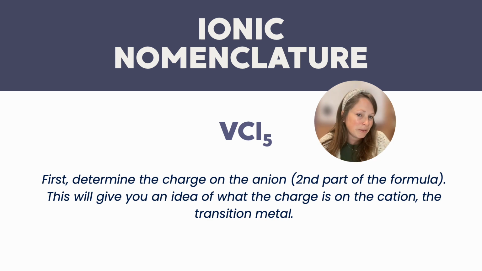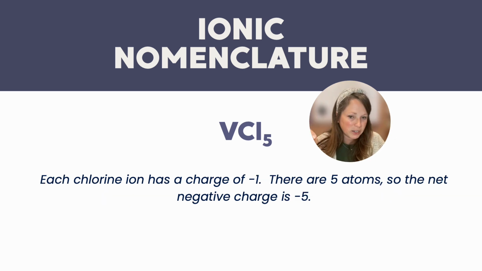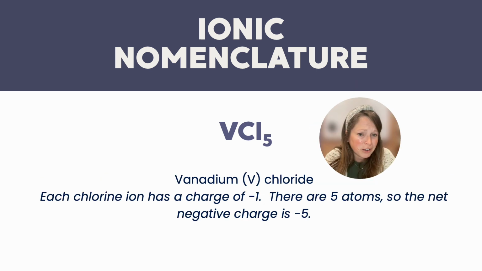We know each atom of chlorine has a charge of -1. We have 5 of these. 5 times -1 gives me a negative charge of -5. We have to have a neutral compound overall. So what does that mean? That means the vanadium has to have a charge of +5. So the official name of this is going to be vanadium(V) chloride. So that's how we're going to figure this out.